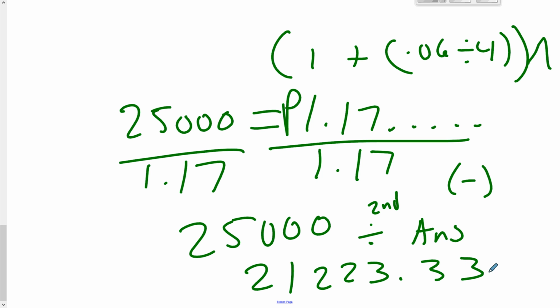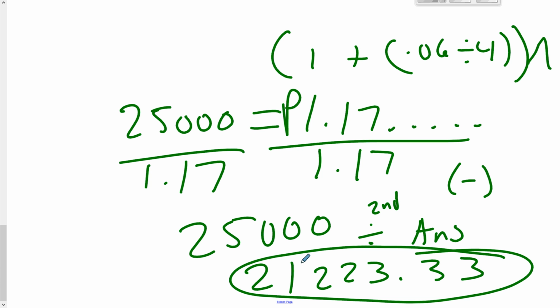$21,223.33. So now I can round it. And probably here you want to round it up, right? All right, so that's how much we have to invest in order to get 25,000 back in 9 years when we have a 6% interest.